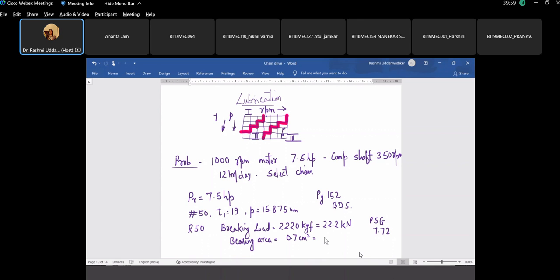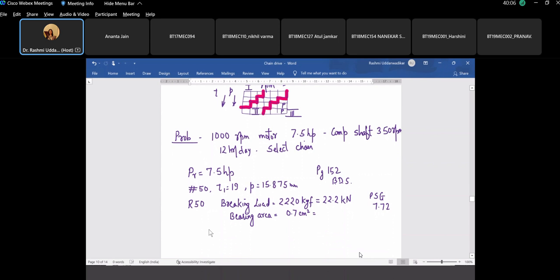Okay. The number of teeth we have selected as 19. Let's see as per this design data book if this is correct. What is the velocity ratio? N1 by N2 here: 1000 by 350. What is the velocity ratio coming out to be? Atharva? 2.5? 2.85 or 2.58? 1000 by 350 exact is 2.85.